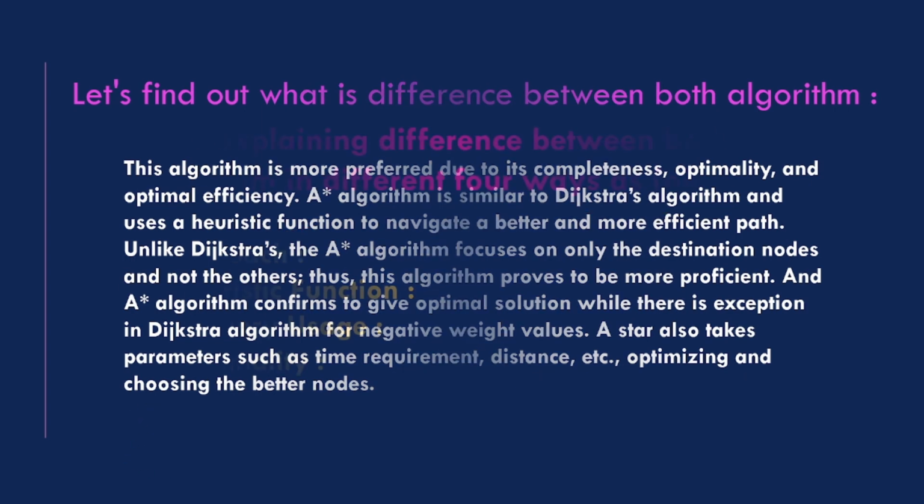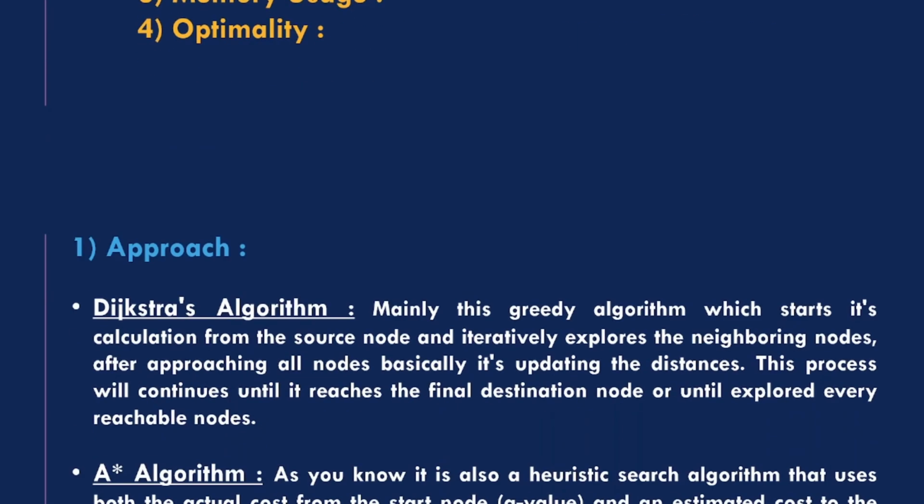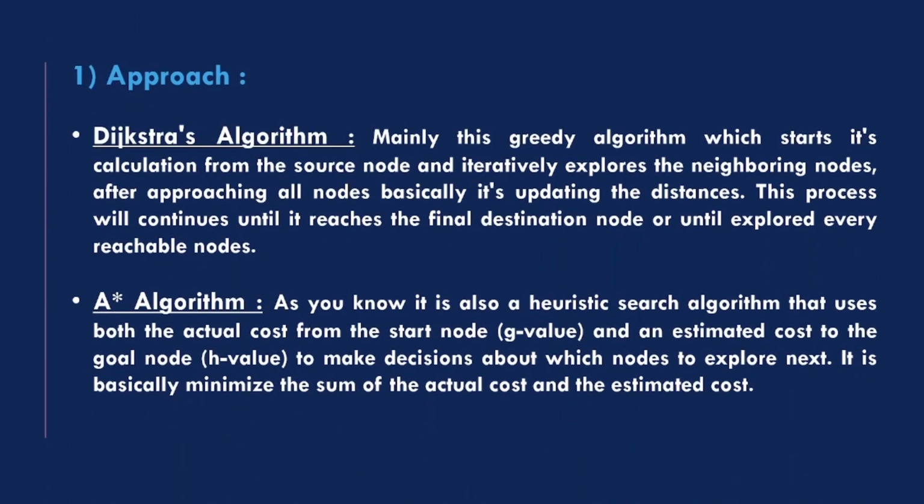Now I categorize the differences in four ways: approach, heuristic function, memory usage, and optimality. So let's get further. Here is the approach method.